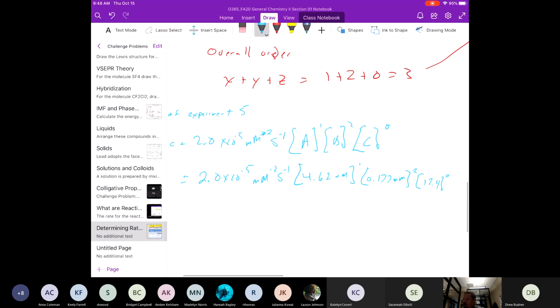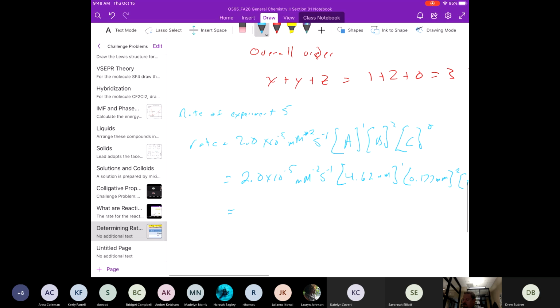So when we do all of that math, our rate is going to equal 2.89 times 10 to the -6 millimolar seconds to the -1. Okay. Questions on any of that?